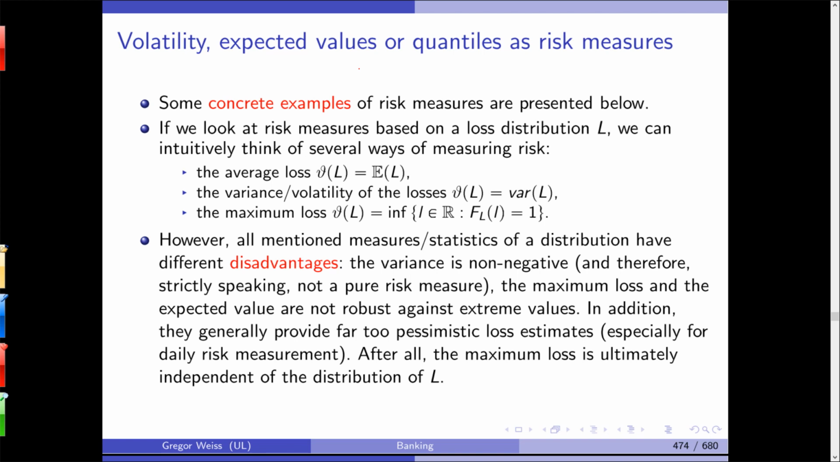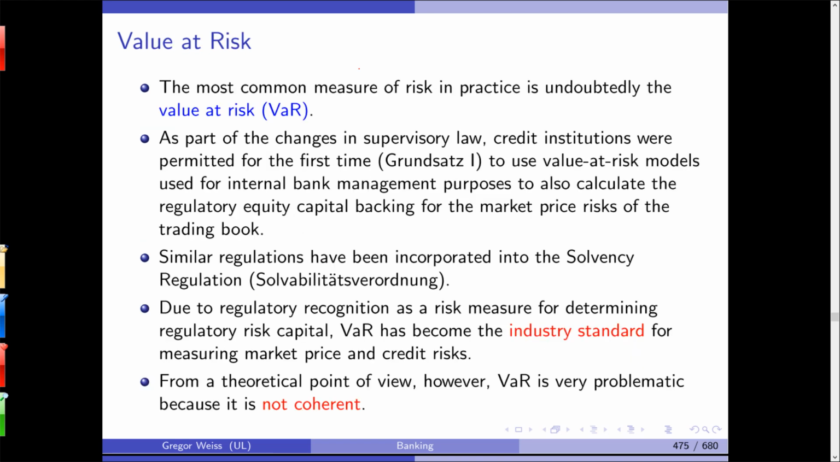So variance is non-negative, and maximum loss and expected value are not robust against extreme values. That's also a disadvantage. If you have one very extremely rare event, it will drive up or down expected loss and the maximum loss. So what you do is value at risk. Value at risk is probably the most famous risk metric there is.